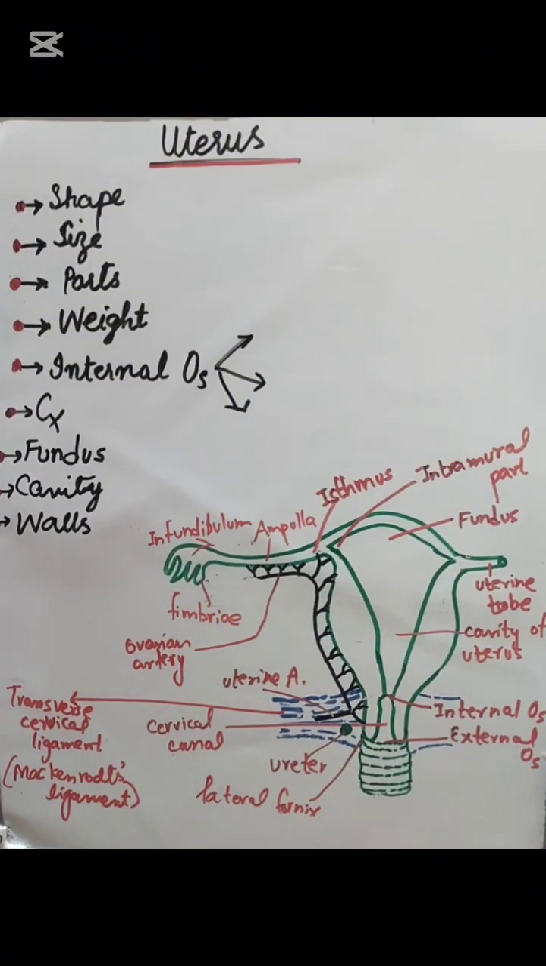Then what about the walls of the uterus? It consists of three layers. The peritoneal covering, the outermost, is called the perimetrium. Then the muscle layer or the myometrium, which is in the middle, and then comes the mucous membrane, the endometrium, which is on the most inner side.